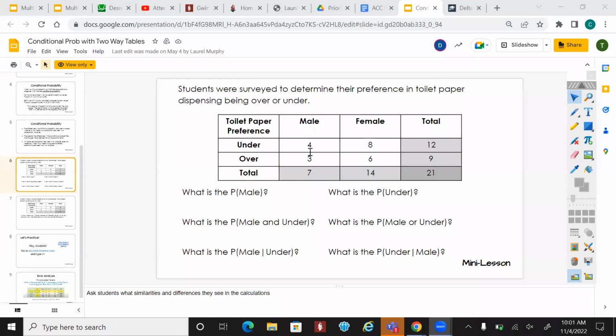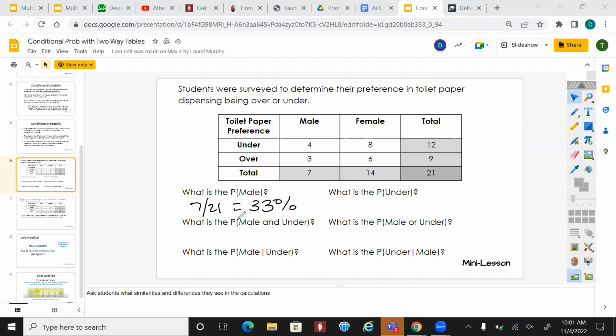Let's talk about this notation. So right here, this is saying what is the P of male. What that means is the probability of being a male in this scenario. Okay, so that means that we're going to have 7 out of 21, which is going to be 33%.